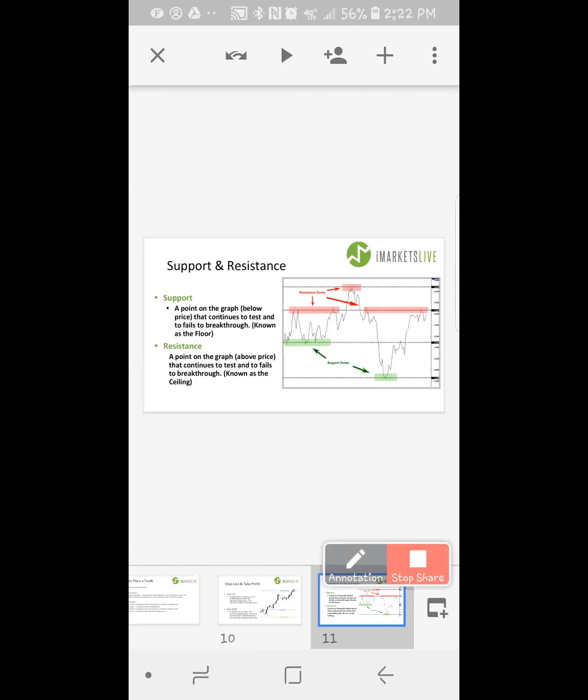Resistance is a point on the graph that continues to test and fails to break through. So resistance is a ceiling. If you're standing in your living room or your bathroom or whatever room, you cannot physically bust through that. You just cannot. So resistance is a ceiling and support is your floor that you walk on.